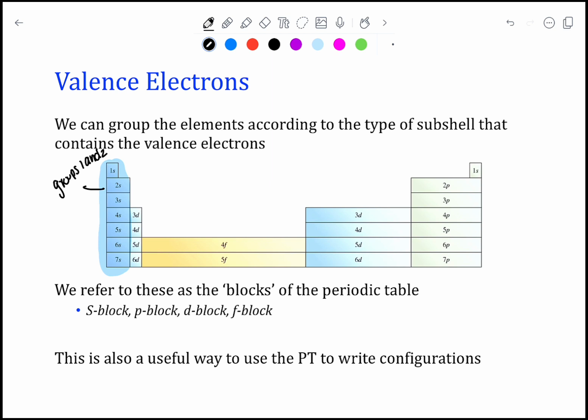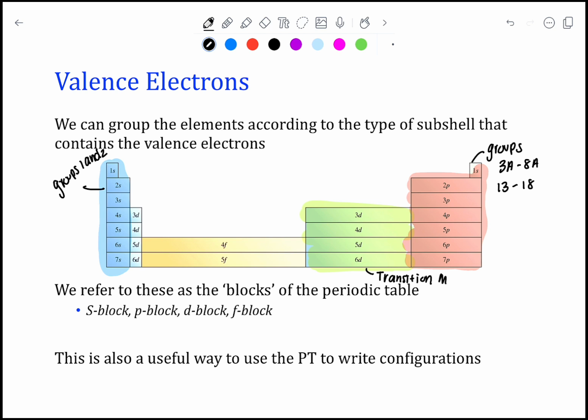We then have the p block, which is over here, the other side of our periodic table, and this is for groups 3A through 8A, or 13 through 18. Their valence electrons end up in a p orbital. Next, we have our d block. This is our transition metals. So we'll write this as our transition metals.